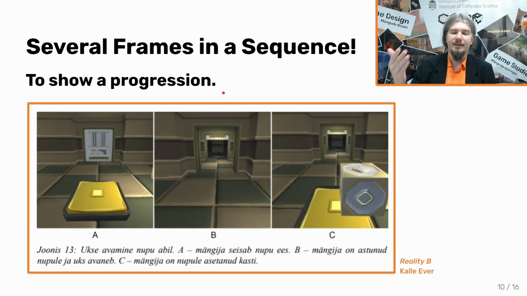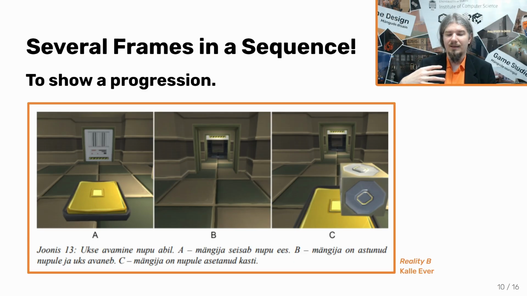But to incorporate this into your actual thesis, into the PDF, you can have different frames in a sequence. And you can of course describe those frames. So what's happening here is that we have a situation A, then the following situation B, and the following situation C. And the caption here describes that this illustrates how to open a door using a button. And at figure A, we have the player standing in front of a button.